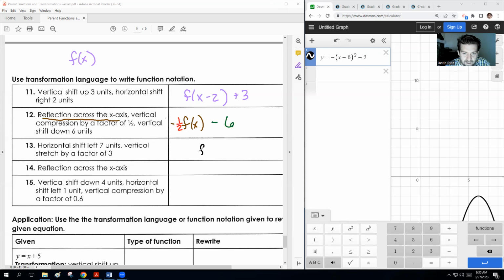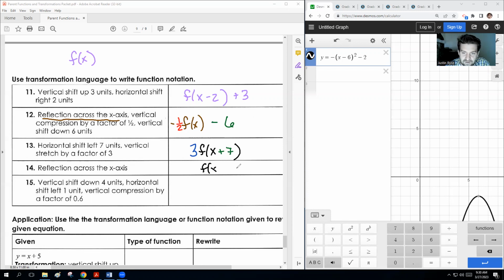All right, next one, f of x. Just leave it like that. I'll leave some space here if I need to. Take this horizontal shift to the left 7, so we would add 7 on the inside. Vertical stretch, factor of 3. So stretching is multiplying by 3.